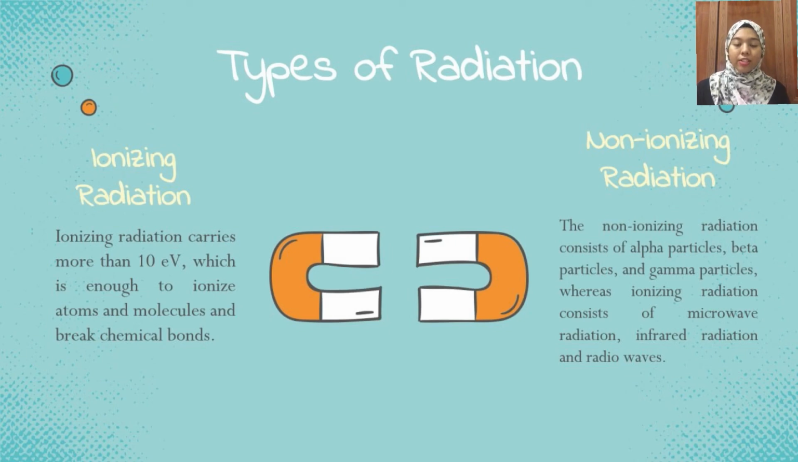Radiation is often categorized into two types depending on the energy of the radiated particles, which are: first, ionizing radiation. Ionizing radiation carries more than 10 eV, which is enough to ionize atoms and molecules and break chemical bonds. Next, non-ionizing radiation. The non-ionizing radiation consists of alpha particles, beta particles, and gamma particles, whereas ionizing radiation consists of microwave radiation, infrared radiation, and radio wave.